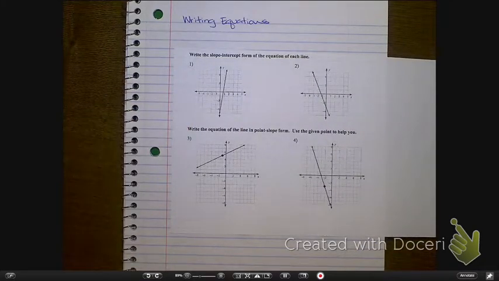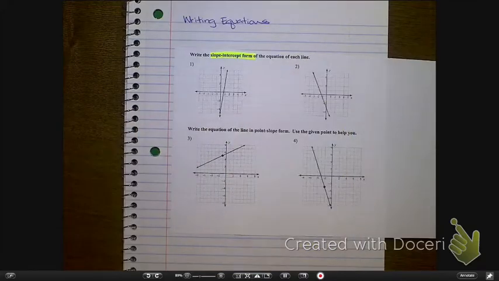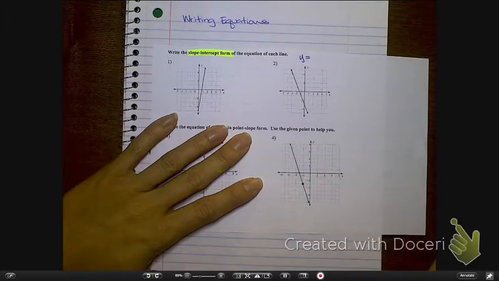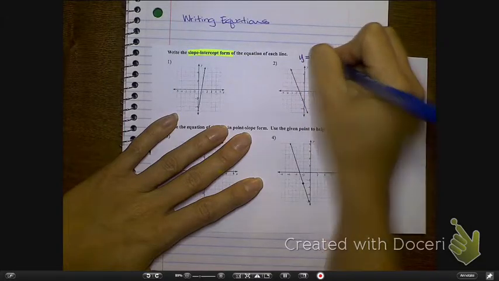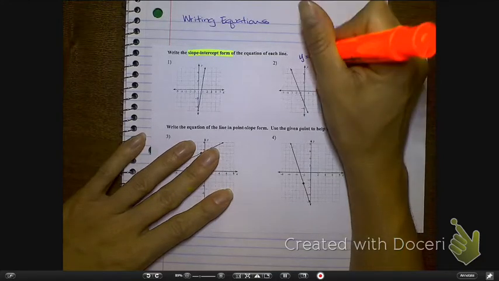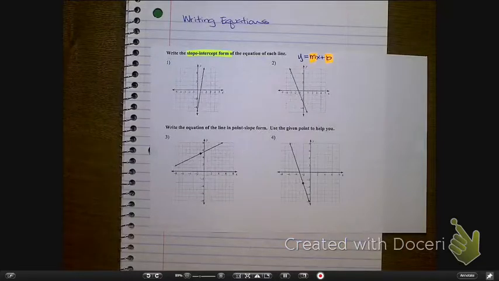All right, so let's take a look at the first problems. What form is it asking you to write the equation of the line in? Okay, so it's asking you for slope-intercept form, okay? So let's recall what is slope-intercept form. Y equals what? Mx plus b, okay? So we're going to make sure that we identify two really important parts of the line. The first part that's really important that we identify is the slope, and the second part is the y-intercept.